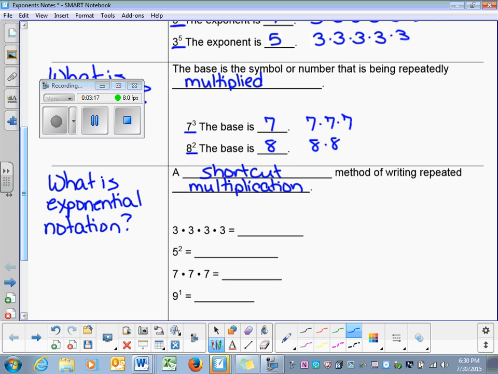So let's look at this example here. I've got 3 being multiplied over and over again. So that means 3 is my base. And it's being multiplied 1, 2, 3, 4 times. So 3 to the 4th power. If I write this one out in expanded form, the base is 5, the exponent is 2, so this is 5 times 5. Here I've got 7 being multiplied over and over again, so 7 is my base, and it's being multiplied 1, 2, 3 times, so my exponent is a 3.